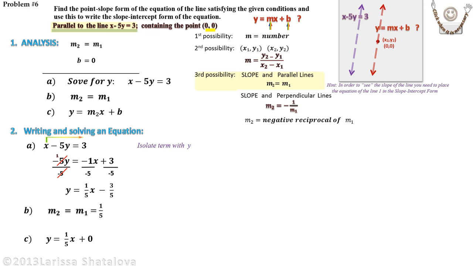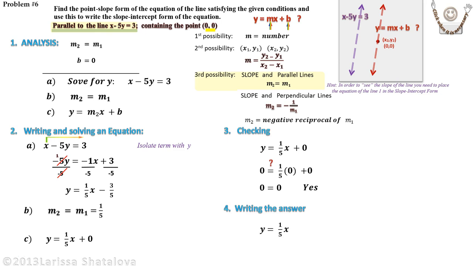Now let's check. Is it true or not? Is our point a solution of this equation? Is our point on this graph or not? You have to replace x by 0 and y by 0 and check. Is the left side equal to the right side? Yes, it is. So now we can show the answer. The equation of our line will be y equals 1 over 5x. We don't need to show the y-intercept if it's 0.